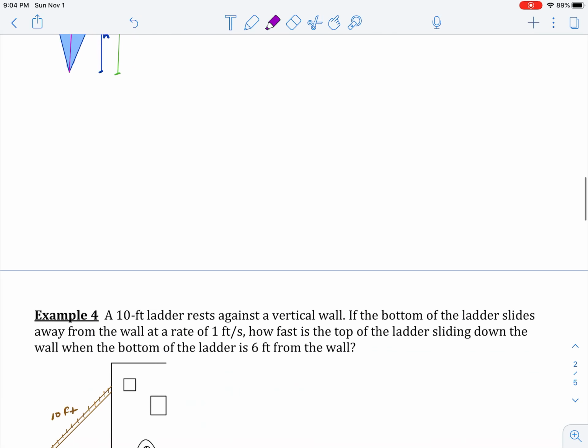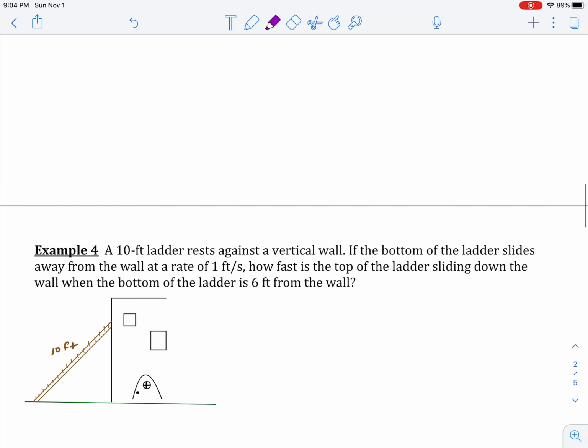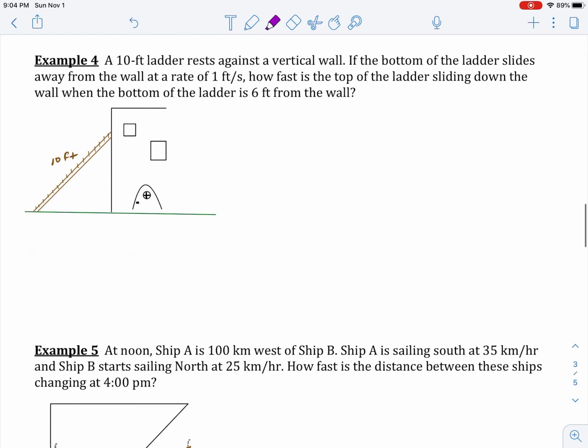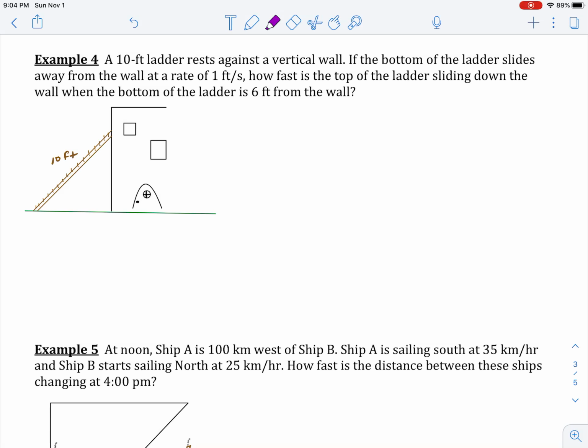Good. All right, moving right along. I'm going to skip this one for a second because it might be a little bit difficult. I want to move forward to example 4 so that we can get more comfortable with simple problems instead of ones that involve some geometry.